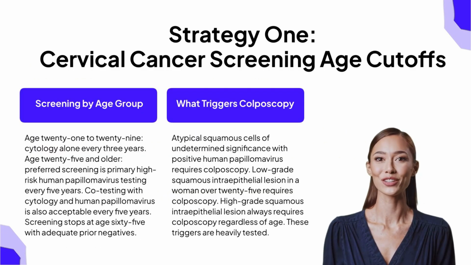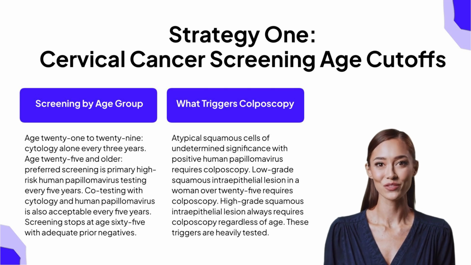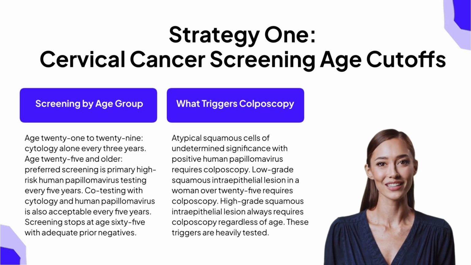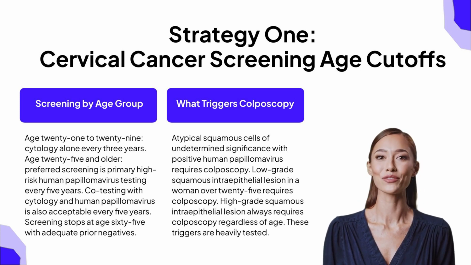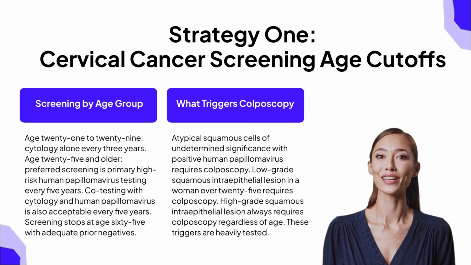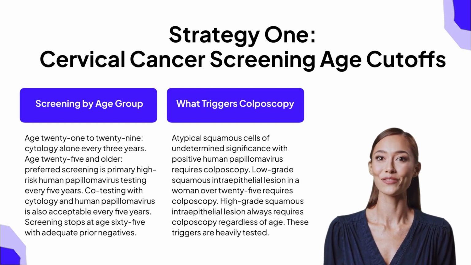Our first strategy focuses on cervical cancer screening age cutoffs. This is one of the most commonly tested topics in gynecologic oncology on the boards. You need to know these age-based guidelines cold. From age 21 to 29, screening is done with cytology alone every 3 years. Starting at age 25, the preferred approach shifts to primary high-risk human papillomavirus testing every 5 years. Co-testing with both cytology and human papillomavirus every 5 years is also acceptable. Screening stops at 65 if prior results have been adequate.